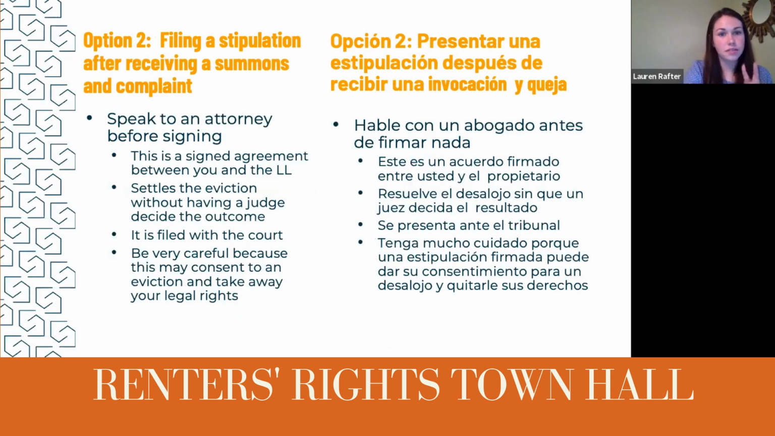So the second option on that return date is a stipulation. A stipulation is essentially an agreement between the tenant and the landlord, which settles the eviction without having a judge decide the outcome. We want to alert you to be really careful in signing these, as landlords can be tricky in what they add in them, and you could give up some of your rights. So it'd be best to get a lawyer to review this ahead of time if you can.